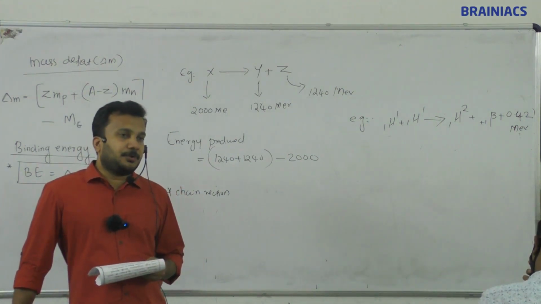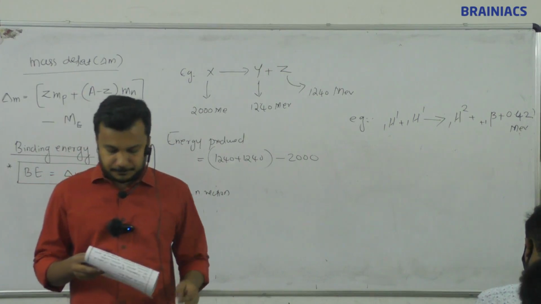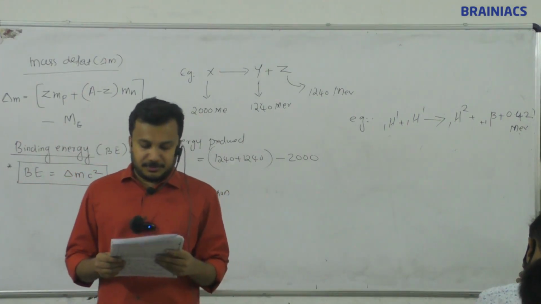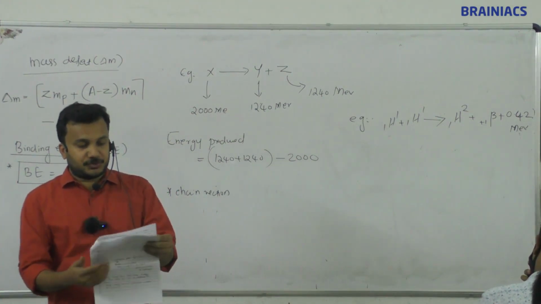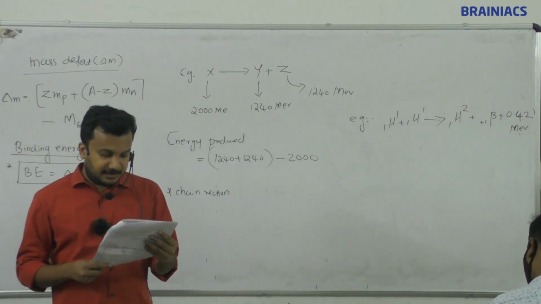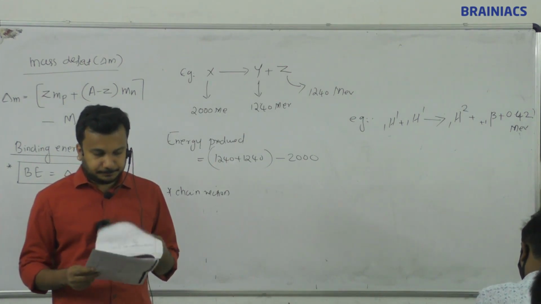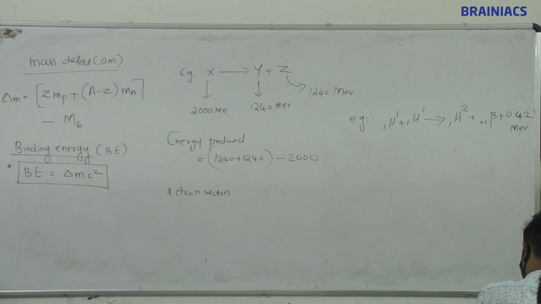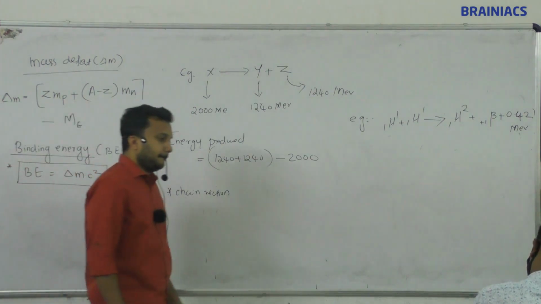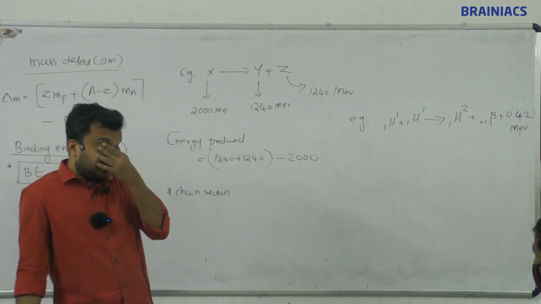Next one, nuclear fusion processes normally happen near the sun, to fuse lighter nuclei at a higher temperature. Very small theoretical things will be there, nothing else.